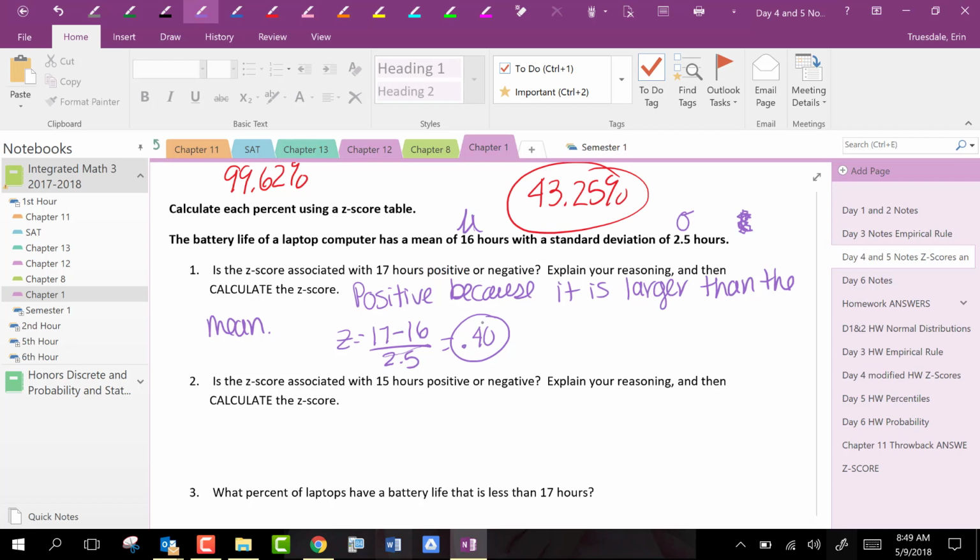Is the z-score associated with 15 hours going to be positive or negative? Negative because it's below the mean. Okay, and then calculate it. So z would be 15 minus 16 divided by 2.5. Negative 0.40. Why does it make sense that one of them gave you 0.40 and one gave you negative 0.40? I mean, they're the same, just one's positive, one's negative. Why would they be the same?